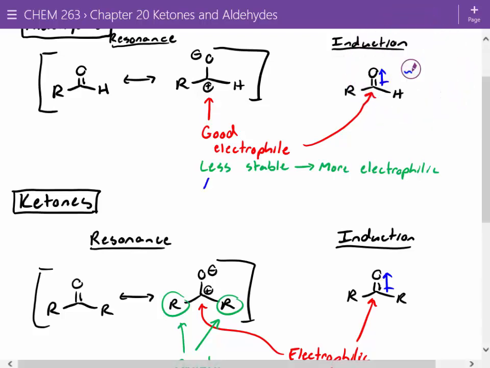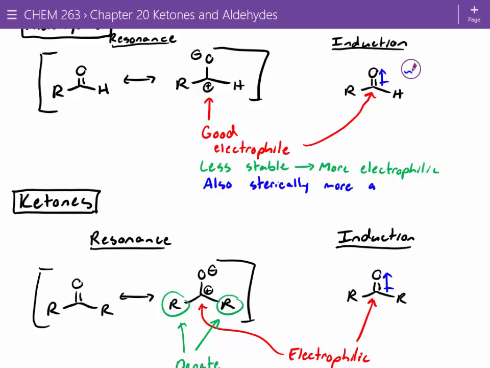So we can say also sterically more accessible. So if we're looking at these, they're both good electrophiles, but aldehydes are a lot more electrophilic than ketones. And we'll see how this plays out with some of their chemistry too.